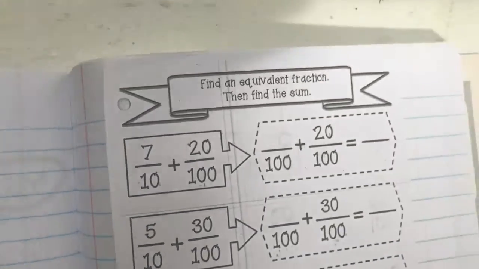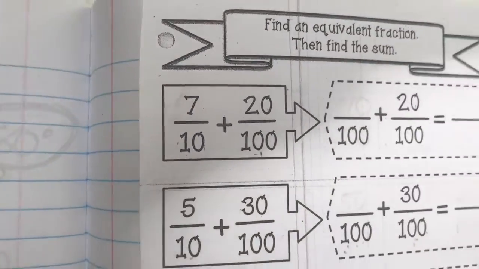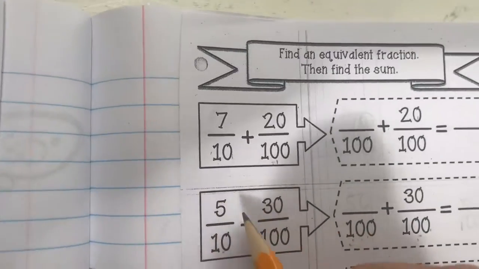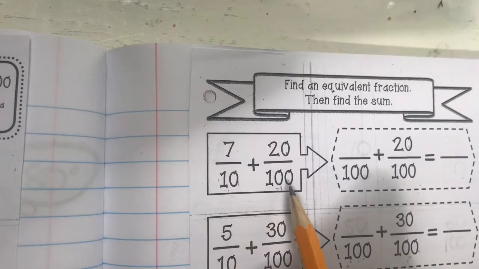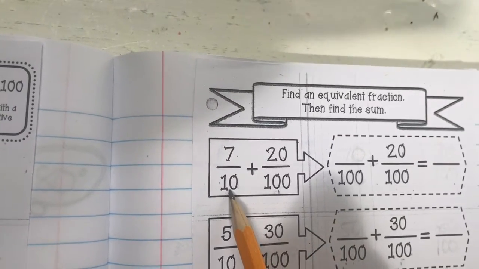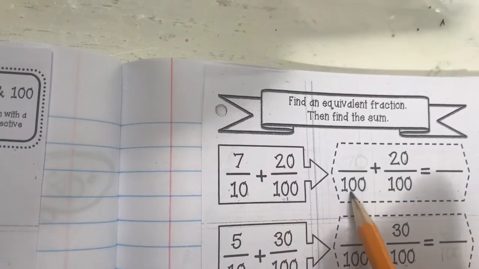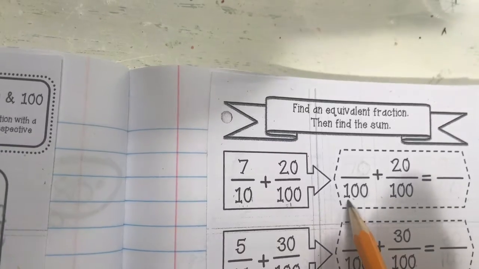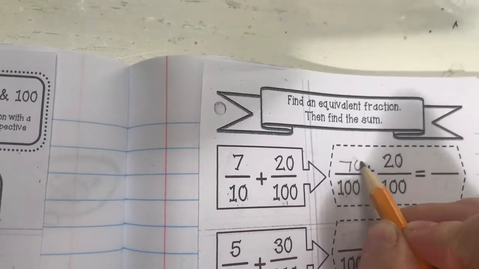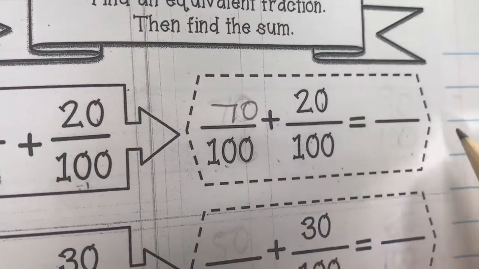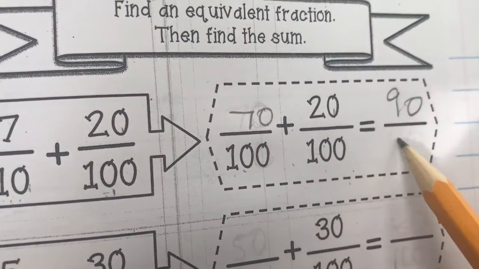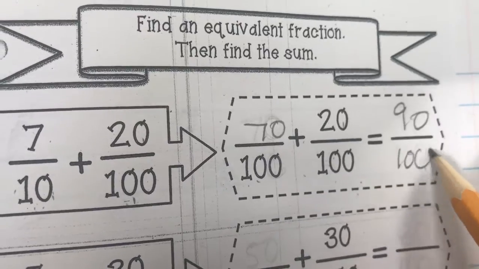We're going to go back up here to where we're trying to add the equivalent fractions, and in order to add them, remember, we have to make them equal. So I can't add 7 tenths to 20 hundredths. I have to convert the 7 tenths into hundredths. So 10 times 10 got me to 100, and 7 times 10 gets me to 70. And now I can go ahead and add these together. So 70 plus 20 is 90, and I know my denominator is 100.